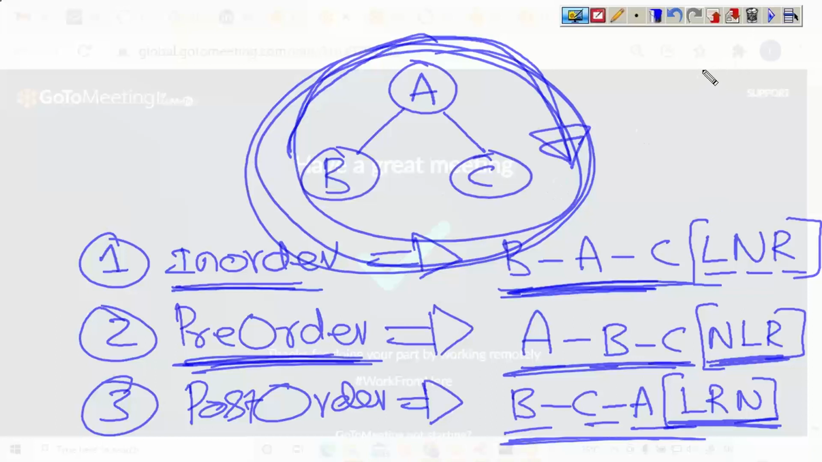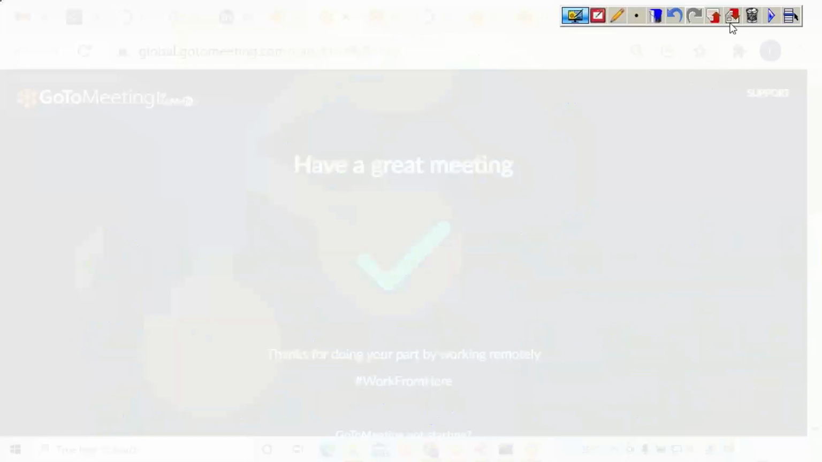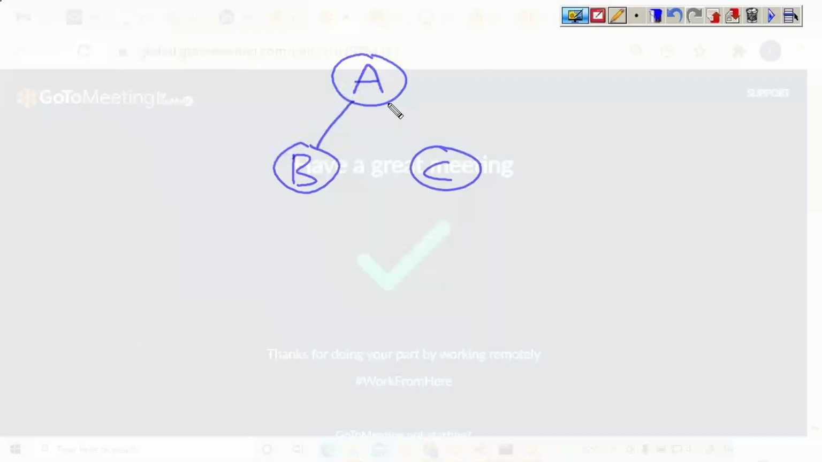Let us enhance the same tree a little. Root, left side child, right side child. Let us consider B containing one simple child D. One child is there on the left side. What is the in order, what is the pre-order, and what is the post-order?